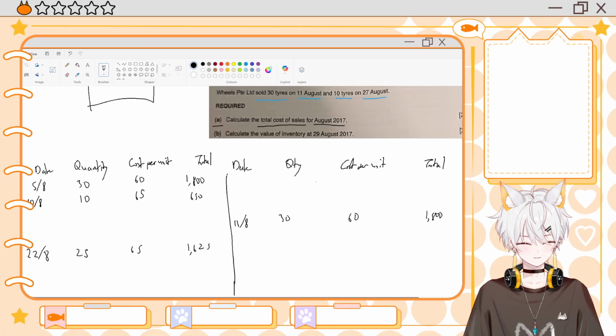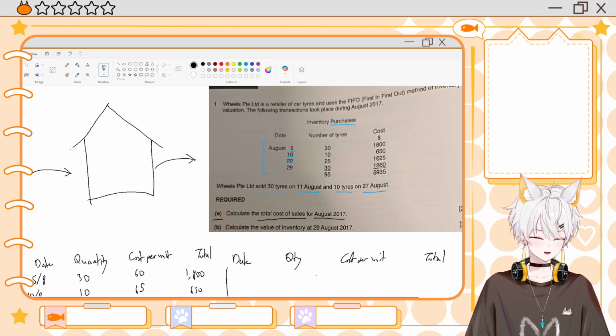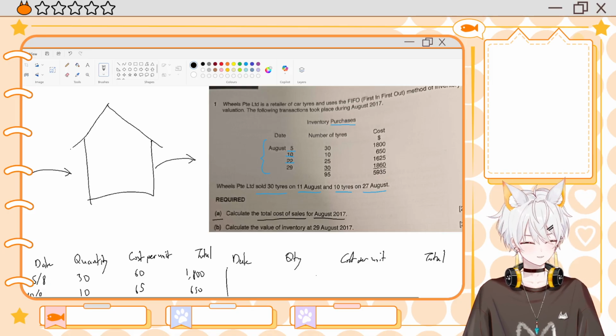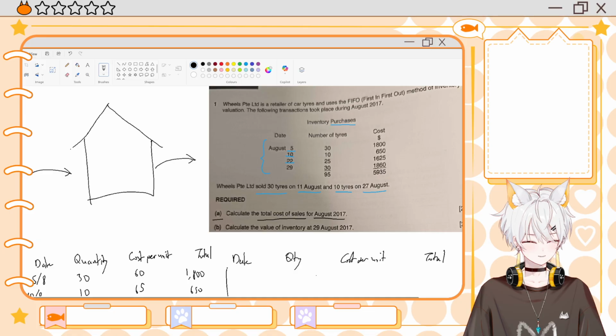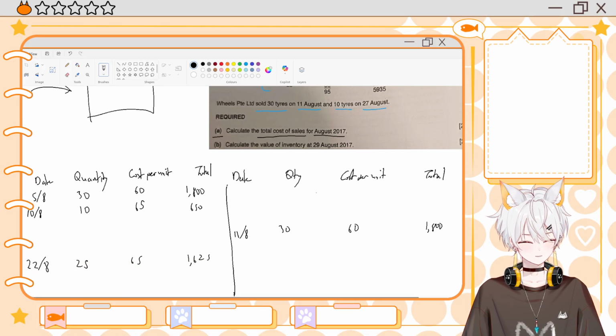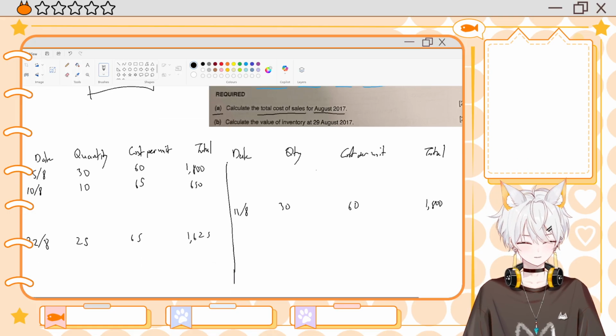Then now that you know that, let's go back. So the next purchase date, is it before or after the next date of sale? The next purchase date is after. Okay, so you have your sale first, right? Yep.